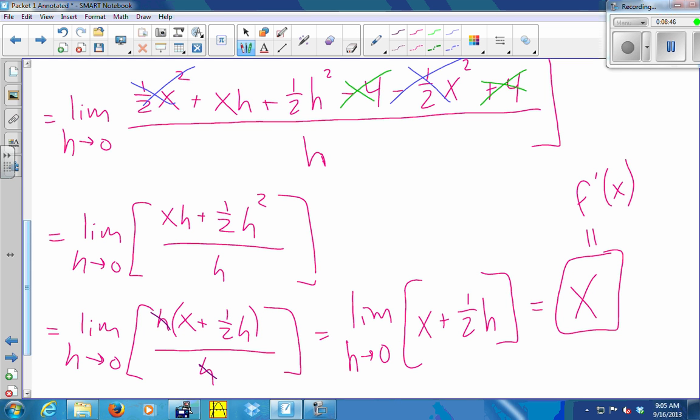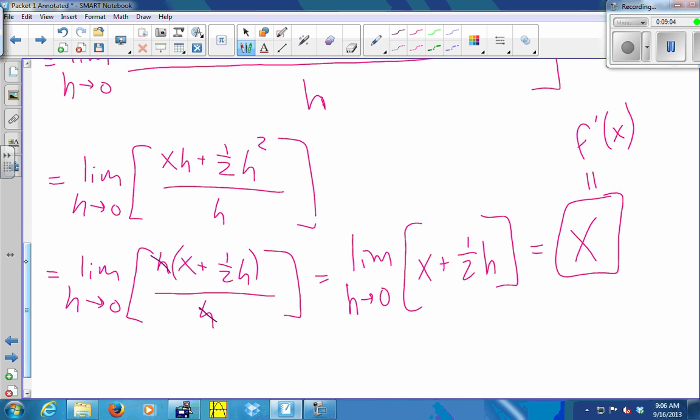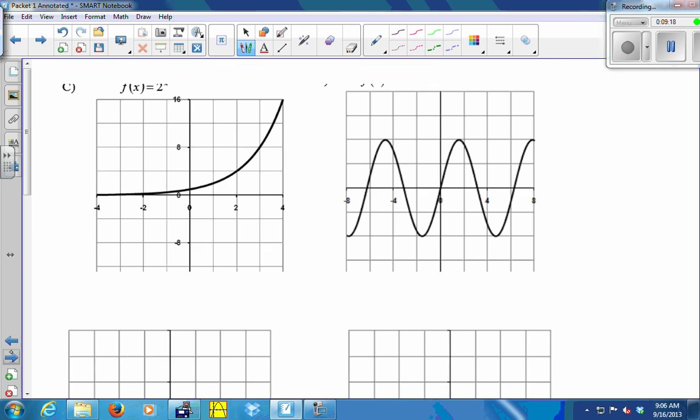The next one, the algebra involved in that limit definition, is a little bit more gymnastic, right? You have to do a little bit more. It involves some cubing and some factoring with cubes, but same general idea. Just keep chipping away at the difference quotient until you get the h's to cancel. All right, we ready to move on? Okay.